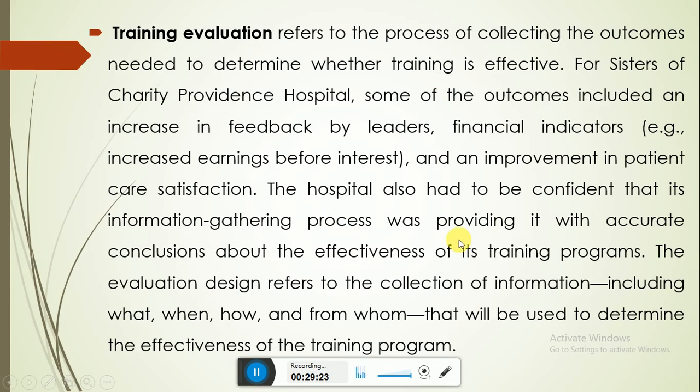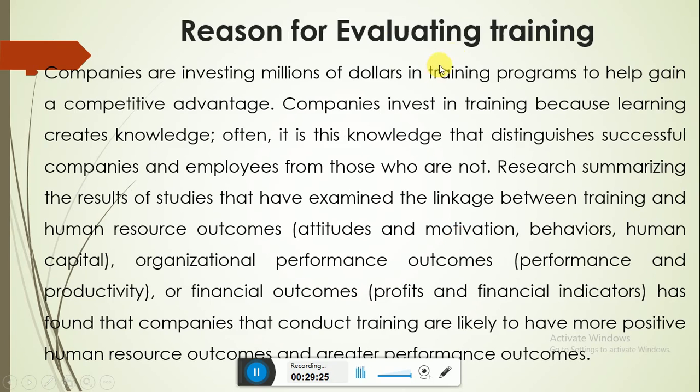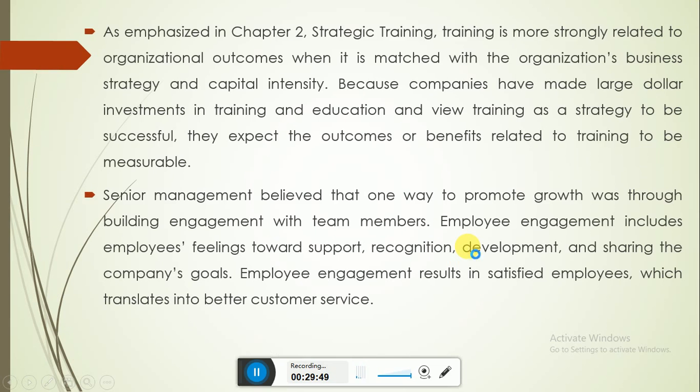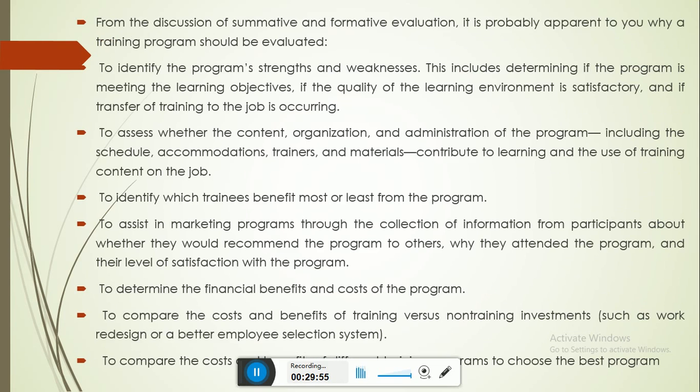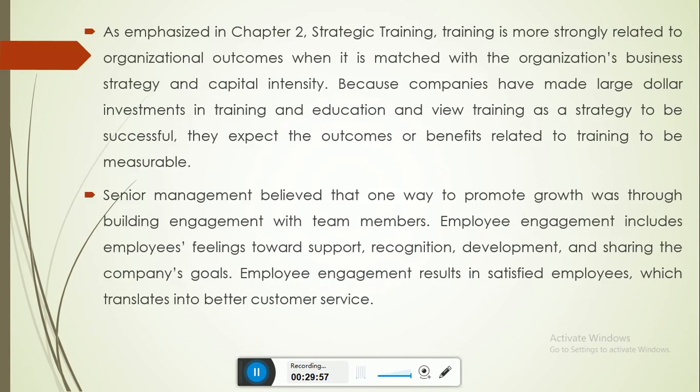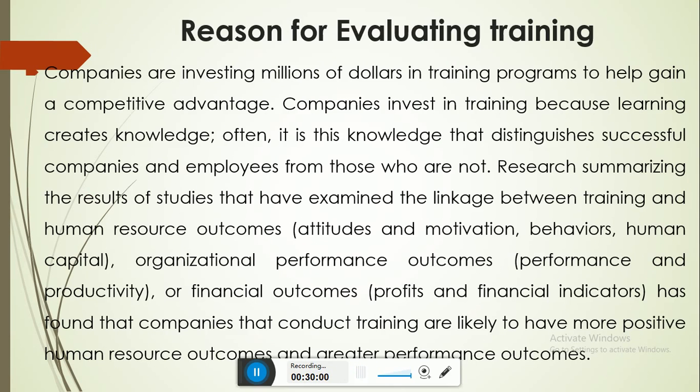Then we discussed information gathering, and the reasons for evaluating training. Then you can see the hospital's results: there is a link between training and human resource outcomes. So if you are doing all these things, you will have more positive human resource outcomes and greater performance outcomes. In the next class we will discuss formative evaluation, summative evaluation, and the discussion. That will be covered in our coming class.